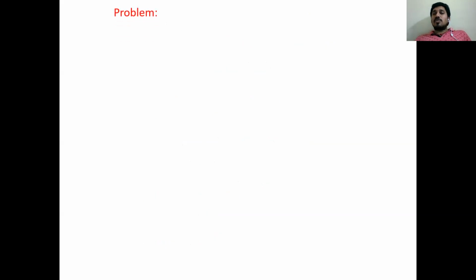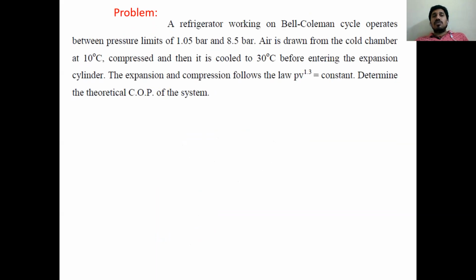Now we'll discuss problems on the reversed Brayton cycle, and if it follows a polytropic process, we'll see problems. All of you read carefully. I wrote a problem here. A refrigerator working on the Bell-Coleman cycle. Bell-Coleman cycle, immediately it has to come to your mind, which is nothing but the reversed Brayton cycle or Joule cycle or air refrigeration system. Immediately it should come to your mind.